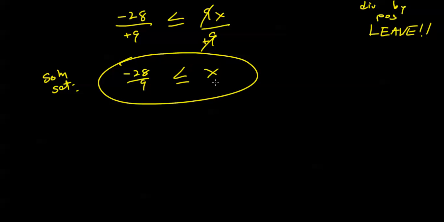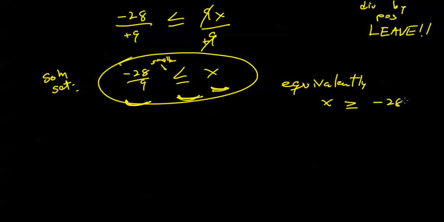Now this reads x is greater than minus 28 ninths. If minus 28 ninths is less than x, that means x is greater than minus 28 ninths. Again, the arrow always points to the smaller quantity. That means x is bigger than minus 28 ninths. Let me write that out equivalently: x is greater than or equal to minus 28 ninths.